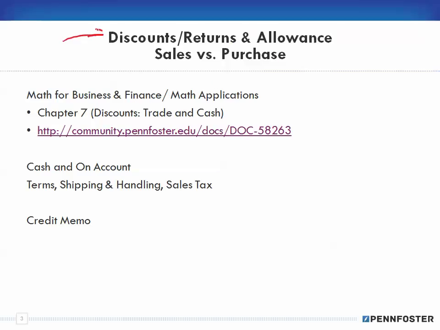This subject matter of discounts was covered extensively in the Math for Business and Finance textbook, or in that subject, or the math applications. So if you're a Penn Foster student and you had these 2 particular subjects, then this section of financial accounting, this section of chapter 4, is basically a rehash of what was in chapter 7, which was titled Discounts, Trade, and Cash. So I don't really need to be going back over this information. I don't need to repeat it.